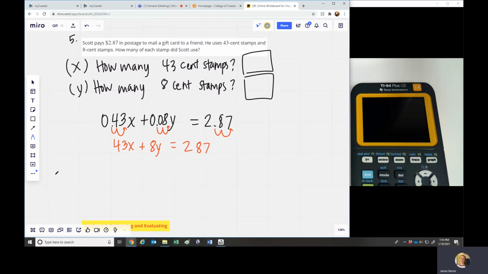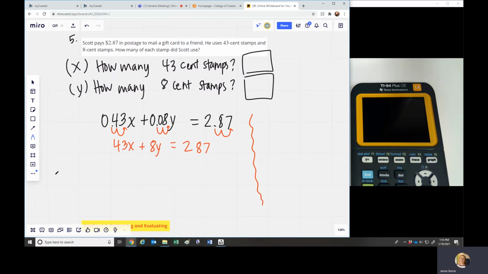I know sometimes people don't like working with decimals. Now, this is where the guessing and checking kind of comes in. All right, so we're going to go off to the side and do a little bit of scratch work over here. What you want to find out is the maximum number of 43-cent stamps that Scott could have bought, because he's going to use the most that he can of those 43-cent stamps, and then whatever's left over, he's going to use the 8-cent stamps.